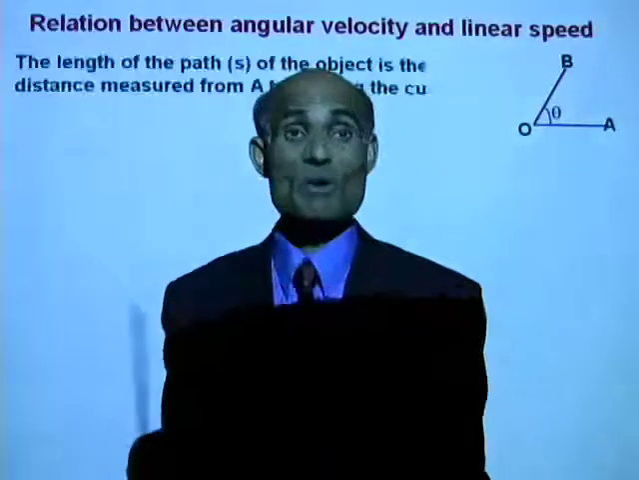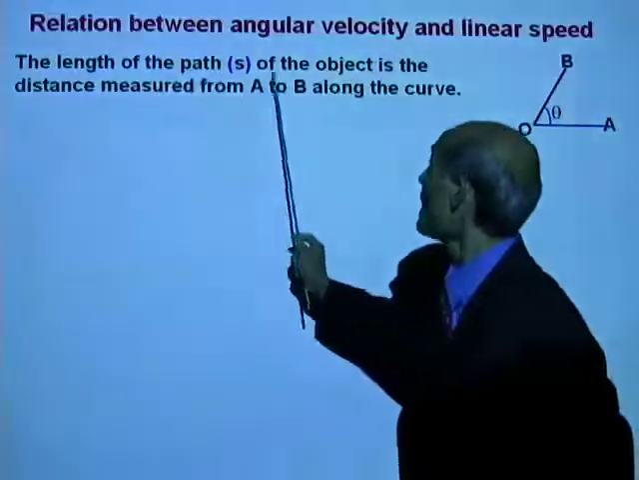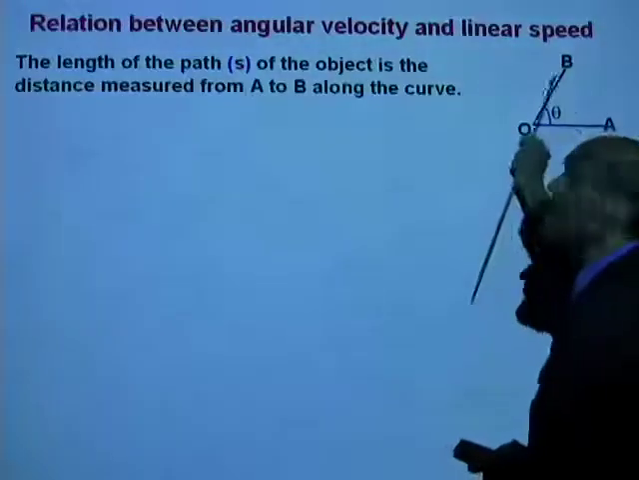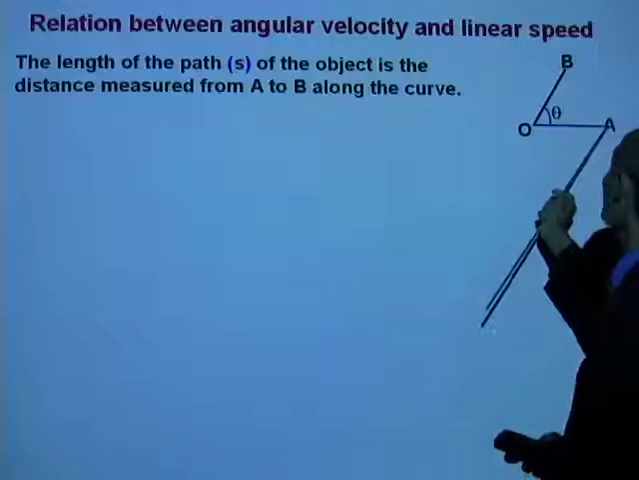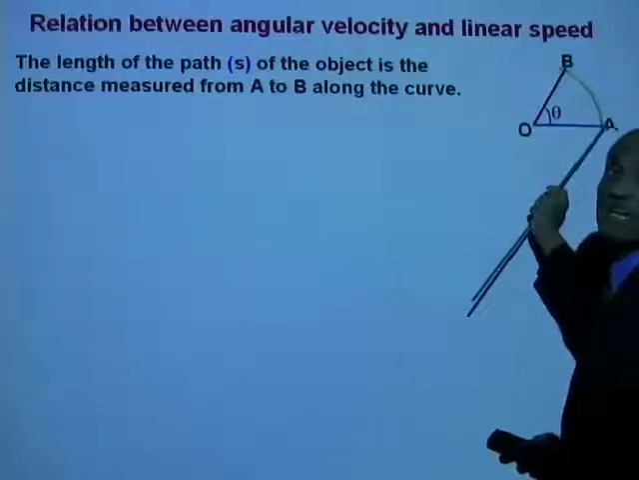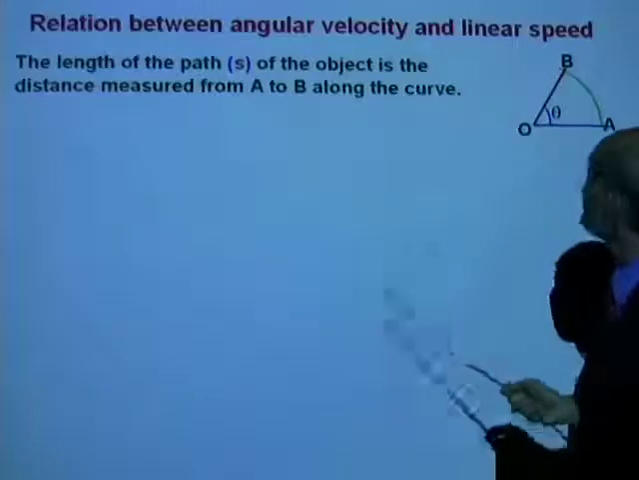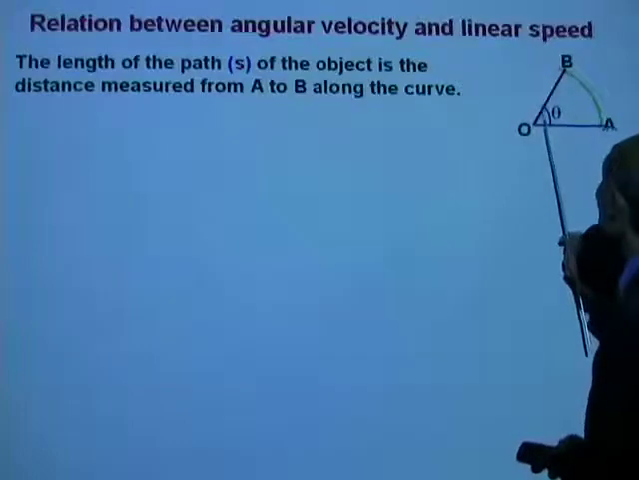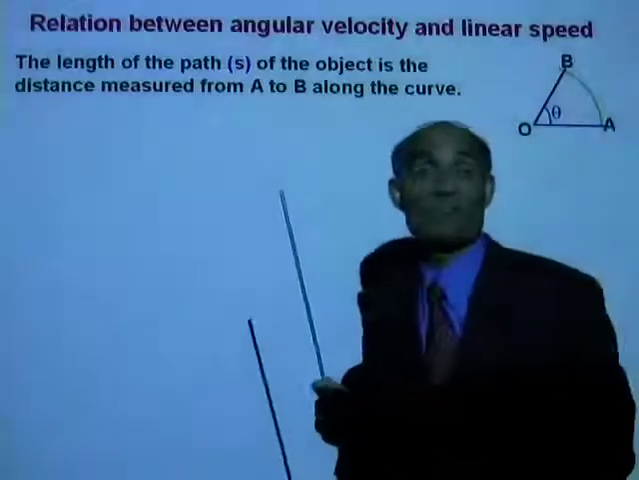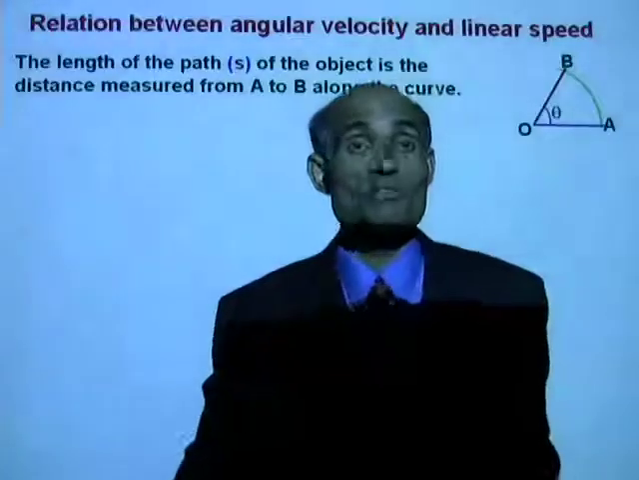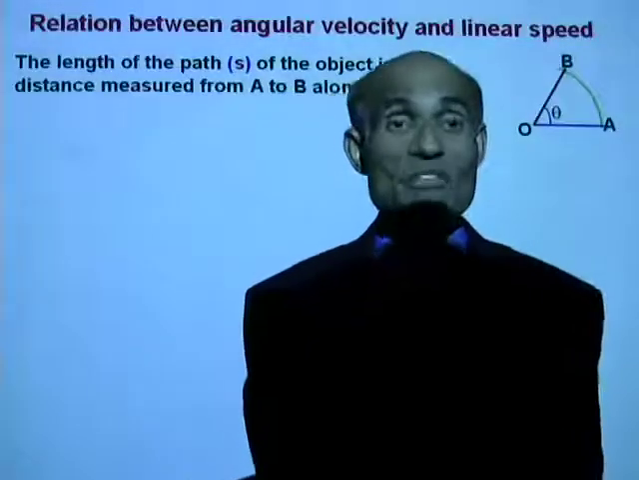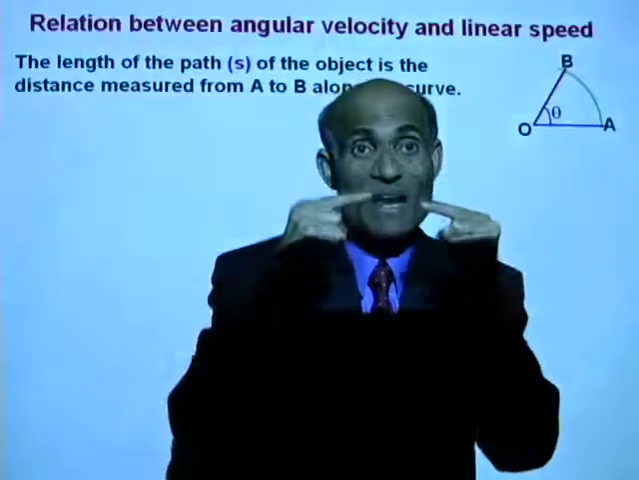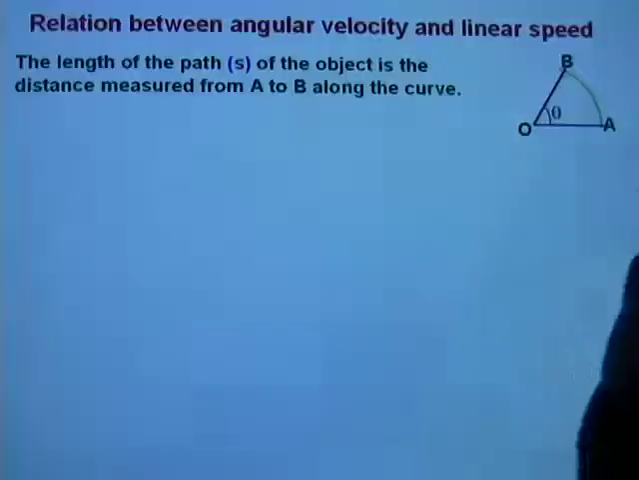Is that right? Okay. Now, the length of the path S of the object is the distance measured from A to B. Now, what is the distance measured from A to B? That is the length of the arc. Now, can you tell me, what is the length of the arc in terms of the radius and the angle theta? A very simple relation I'm sure you must have done in your trigonometry class. Now, that says the length of the arc subtending an angle theta at the center.